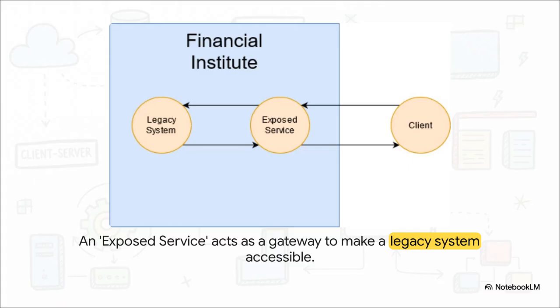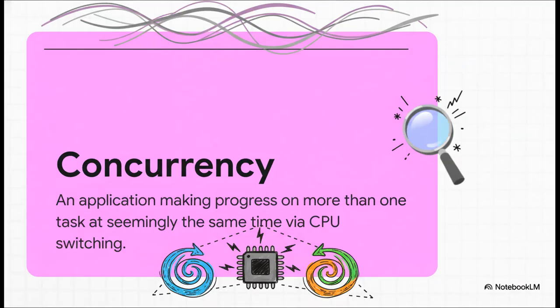This is a fantastic, real-world example of that. Imagine you have some old internal financial system from the 90s. It's got valuable data, but it's totally locked down. So what do you do? You build an exposed service that acts as a modern translator. It allows brand new web and mobile apps to talk to that old system securely and efficiently. It's a genius move. Another crucial runtime idea is concurrency.